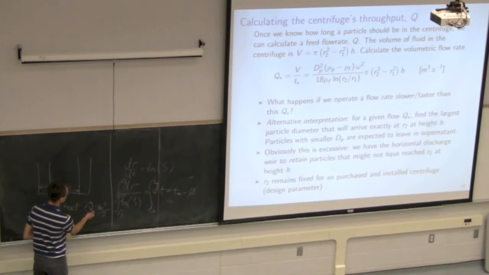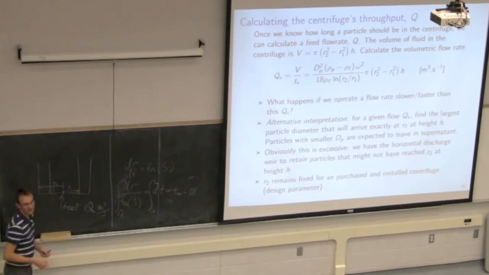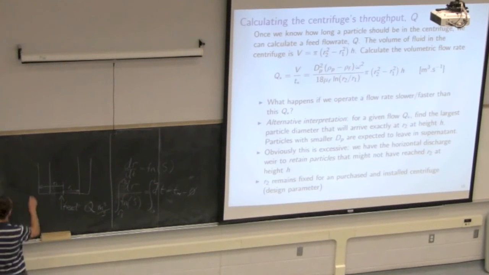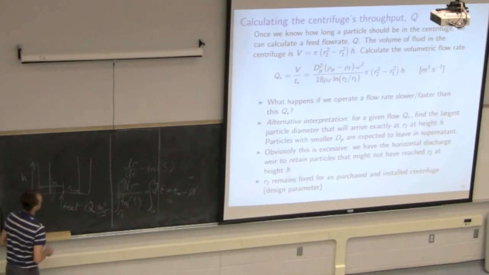If I increase Q, those particles get forced out by the high volumetric flow rate. If I decrease Q, the particles will stay in for a much longer period of time. Basically, what I'm asking is, how much can I put into the centrifuge, at what flow rate, so that I get particles remaining in there for period T star? To do that, I need to know the volume of fluid occupied in the centrifuge, and that's simply the difference between the two radiuses squared, multiplied by pi times the height of the centrifuge. So the height of the centrifuge times the difference between R2 squared and R1 squared, multiplied by pi, gives me the volume of fluid in the centrifuge. Divide that by T star, and that will calculate for me the volumetric flow rate I can use.